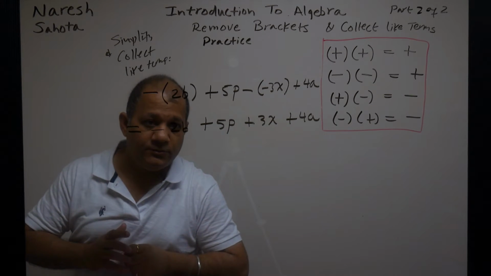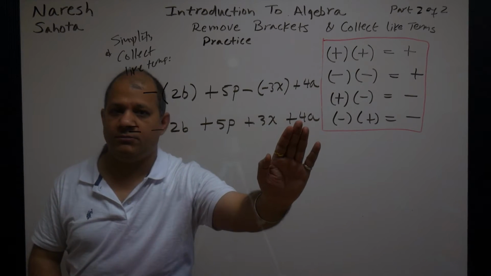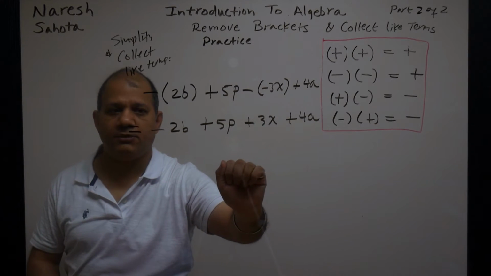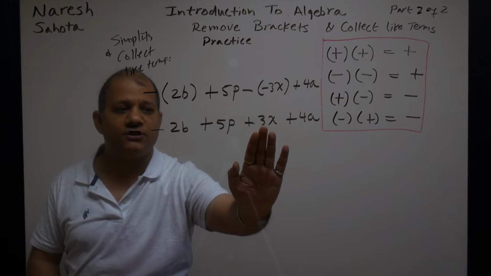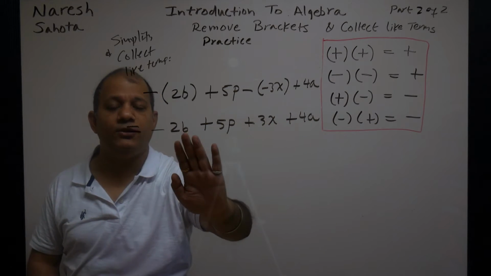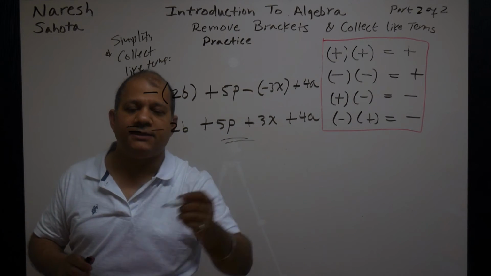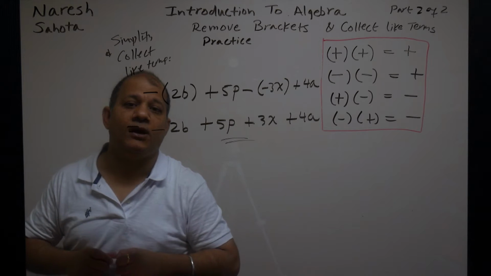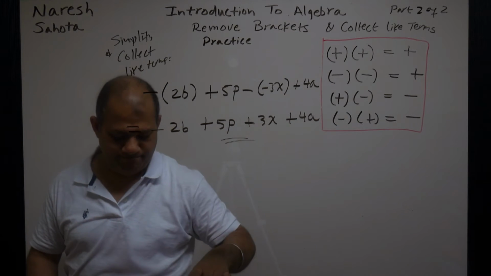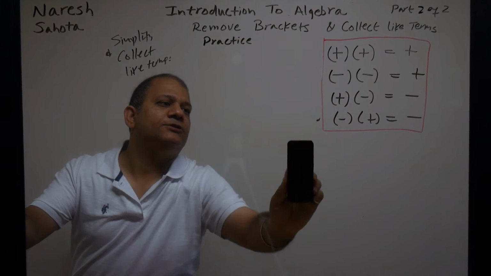Okay, so are there any terms that are alike? B, any other B terms? No. Okay. P, any other P terms? No. Okay. So X, any other X terms? No. Okay. A, is there any other A term? No. So that means we're done. There is nothing to collect because all the terms are different. Why are they different? Because they have different variables. All right. So that was the end of that question.